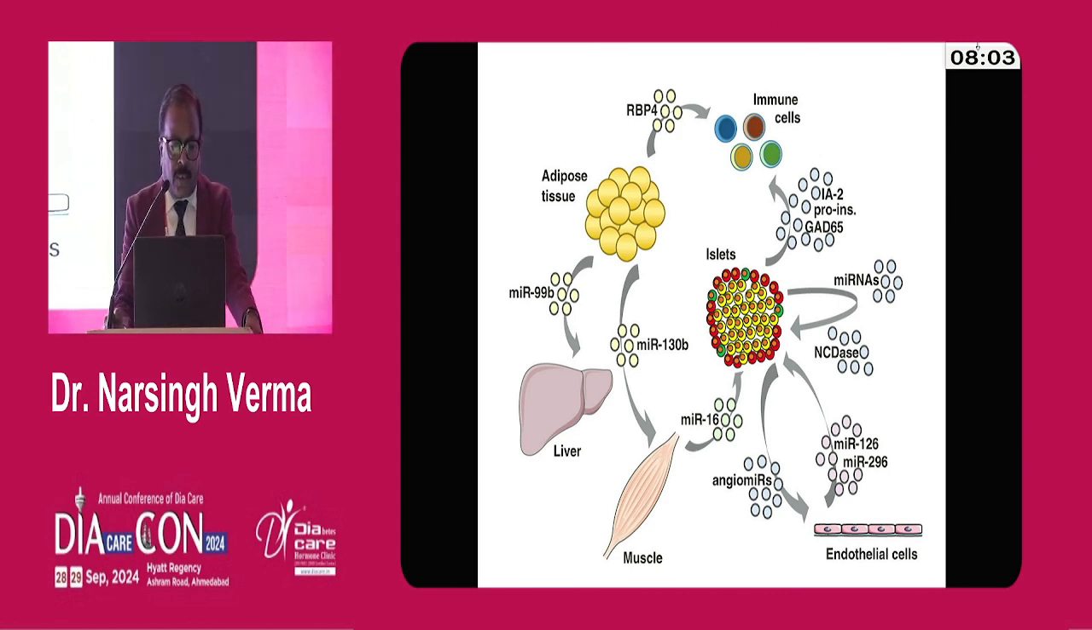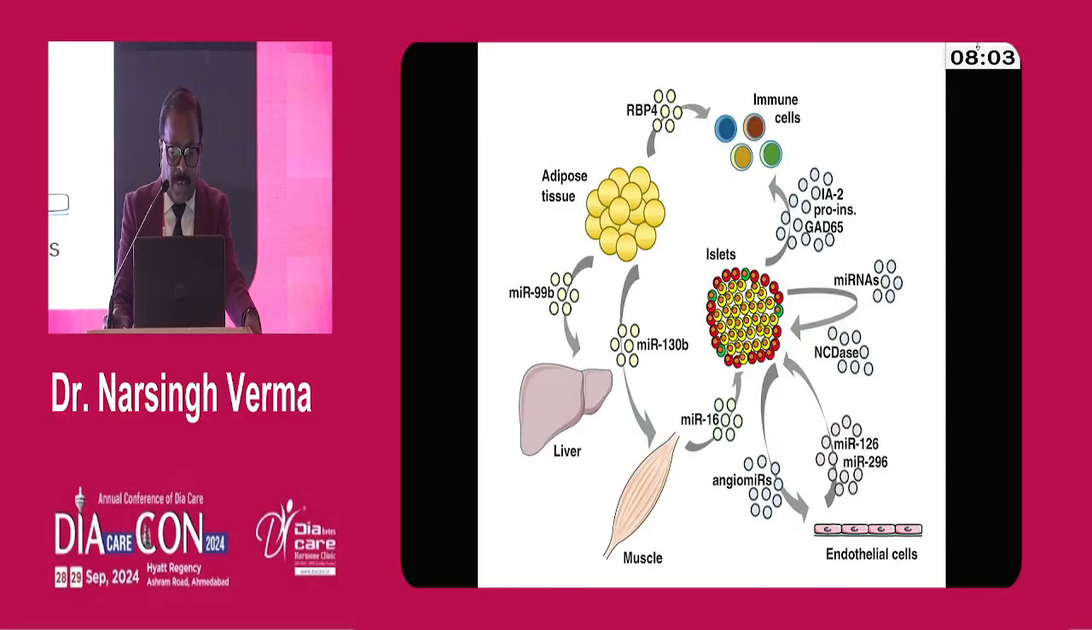And this shows how RBP4 can act via the immune cells to produce more proteins which are involved in the inflammatory response, and that can have an effect on the islet cells and again increase the chances of developing type 2 diabetes. It also has an impact on various tissues like the liver and the muscle, and that can lead to increased insulin resistance as well.